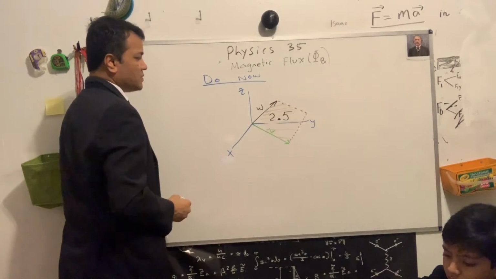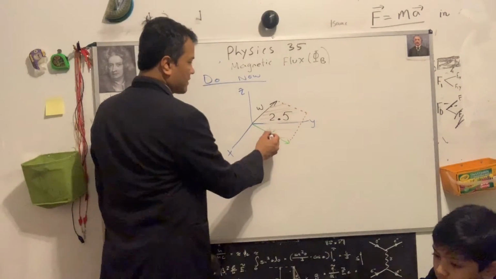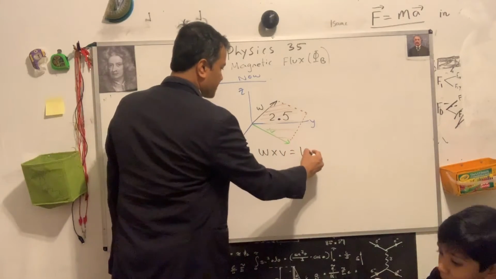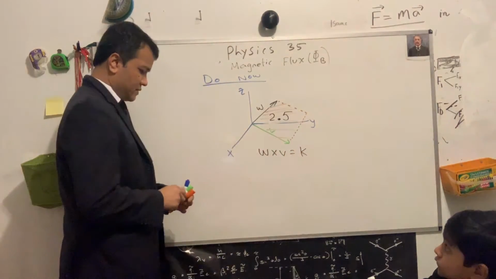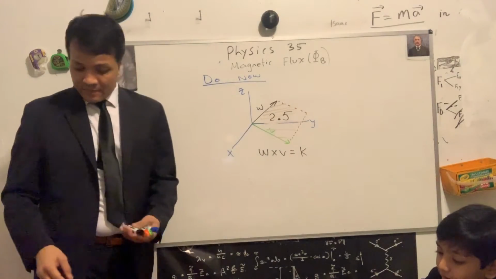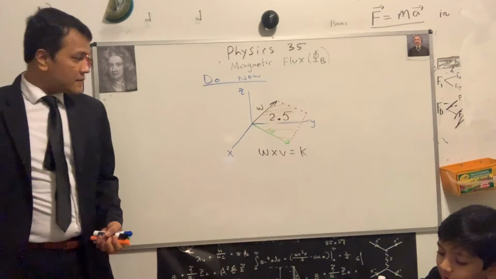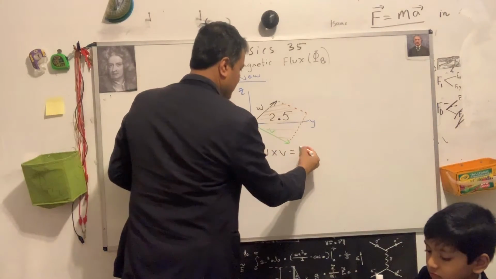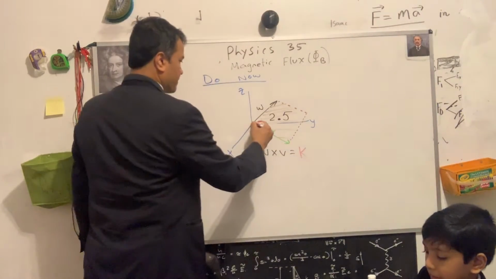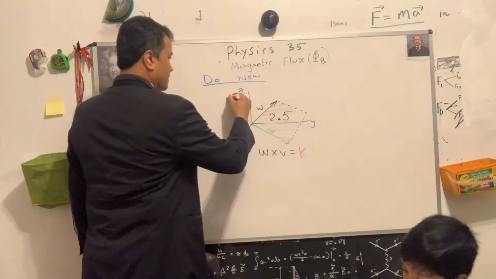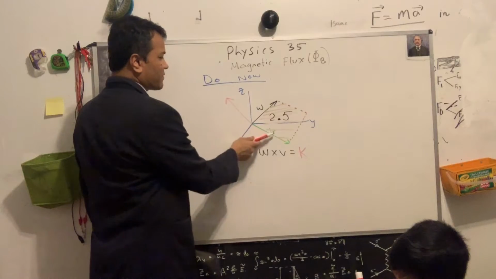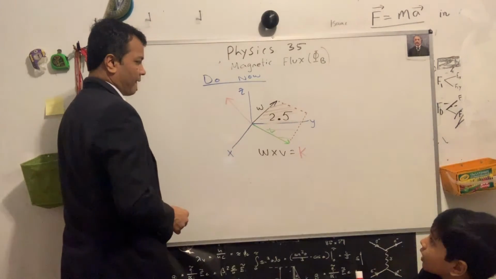Okay, so now the cross product of W times V is, let's say, K. Now let's draw the K. Let's make the K red. One thing you know is that K is perpendicular to W and K is perpendicular to V.